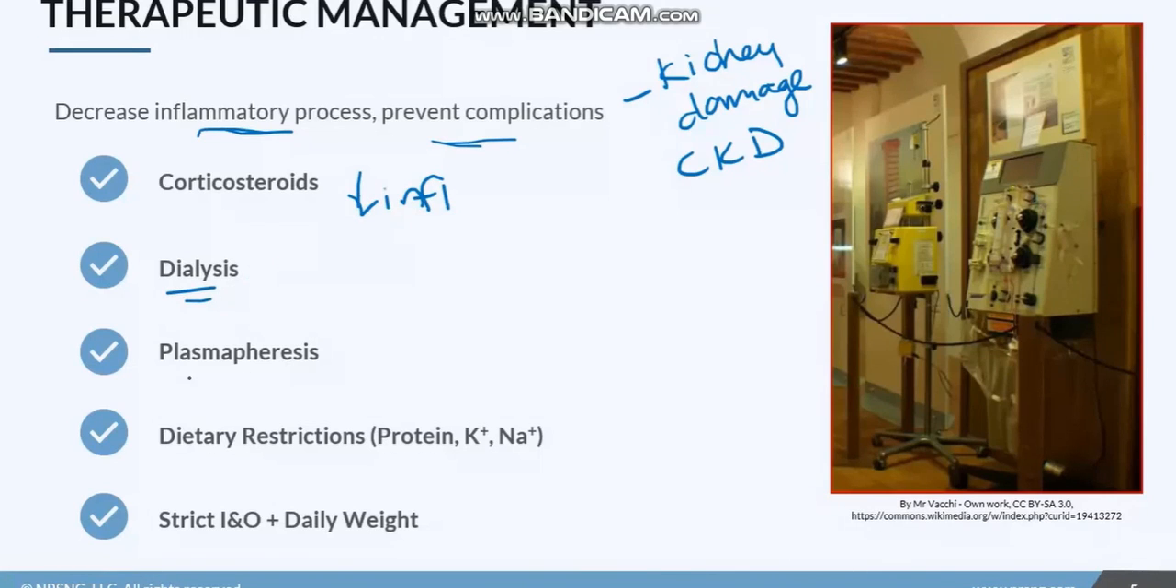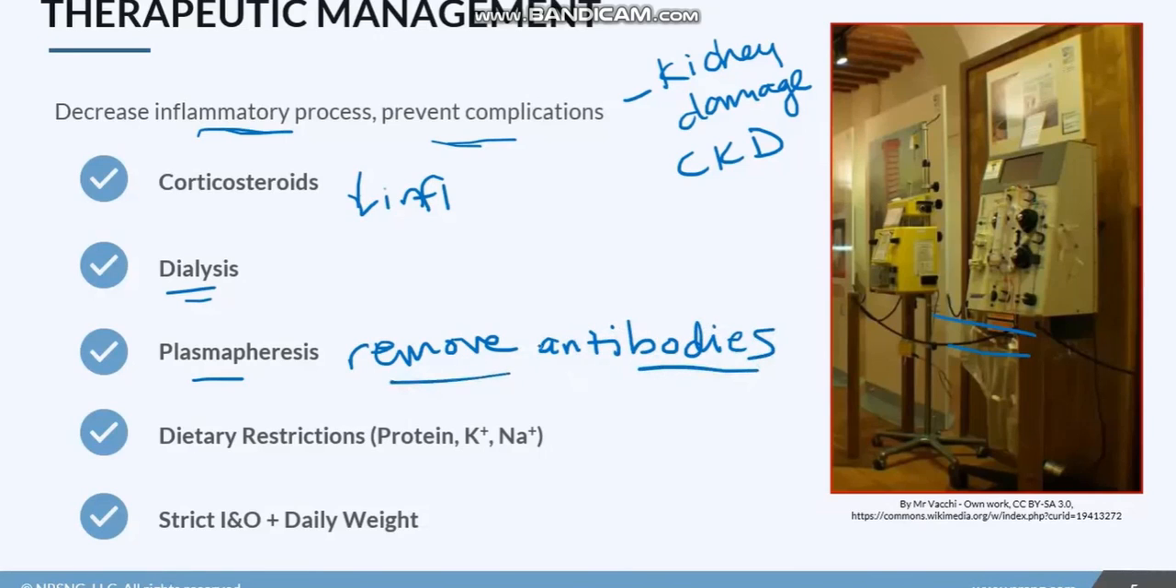Now, we can also do something called plasmapheresis. Now, this is a plasmapheresis machine here. It's similar to dialysis, but the goal is actually to remove some of the harmful antibodies that are in the system that are causing this immune response. And so we filter the blood through the plasmapheresis machine. Those antibodies are filtered out, and then their blood is returned back to them.